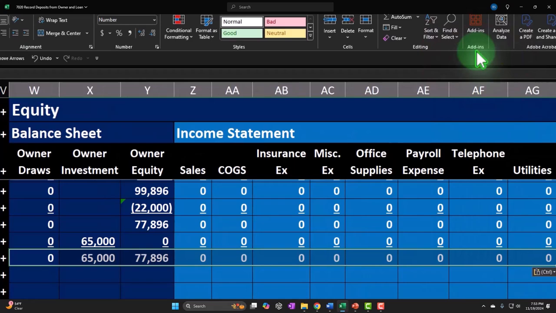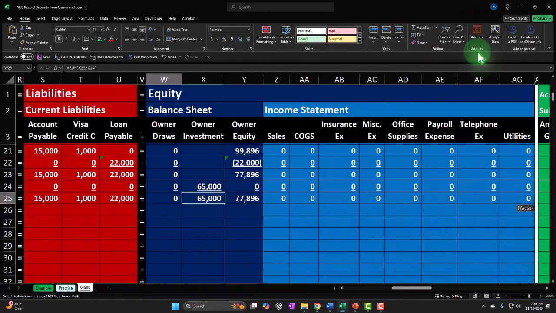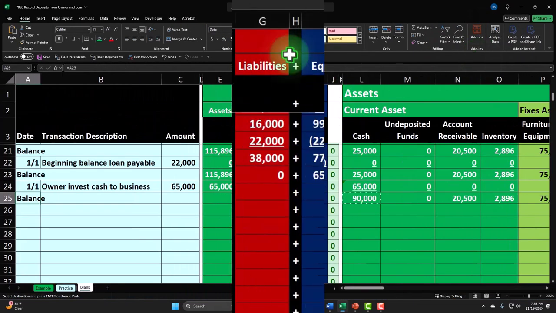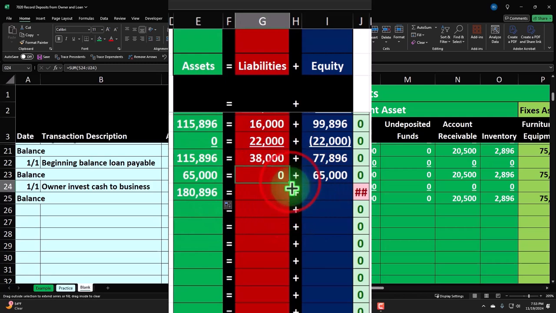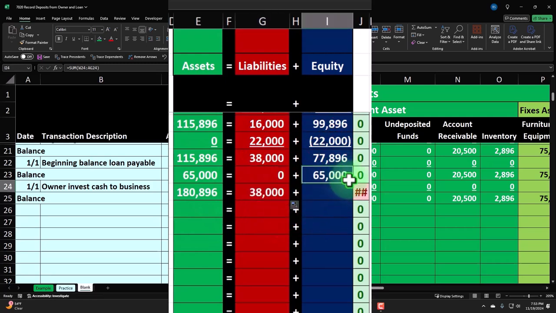All right, so there we have it. Let's go back over and copy this down one more time to make sure our balance is in balance. 180,896, 38,000 on the liabilities, and equities at 142,896.